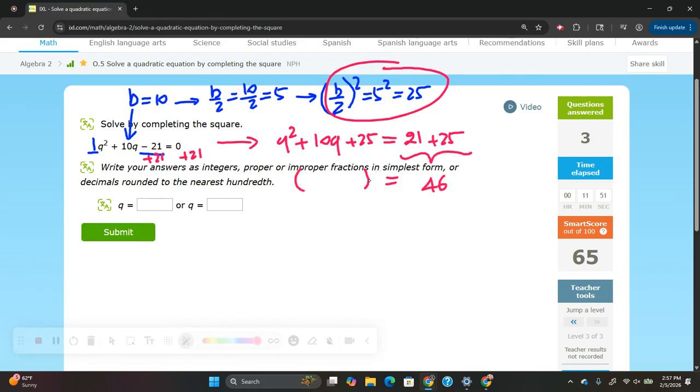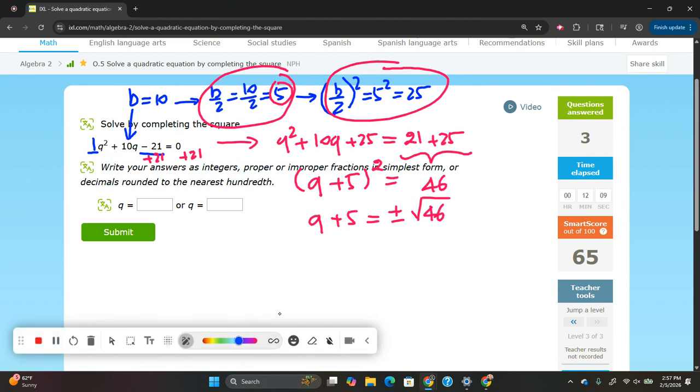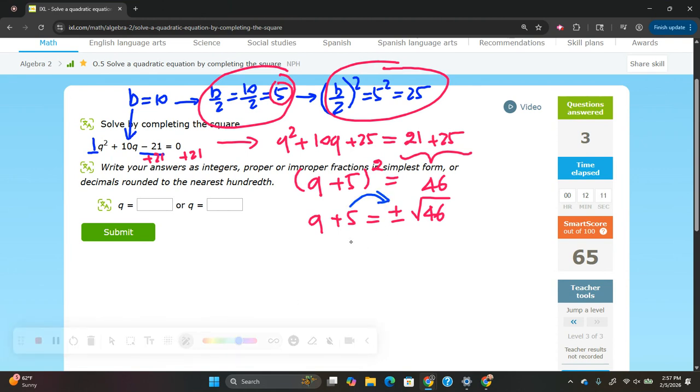On the left side is a perfect square: q plus b over 2, which is 5, right here. Take the square root on both sides. We'll have q plus 5 equals plus or minus the square root of 46. Now I move the 5 to the right side. It becomes negative 5 plus or minus the square root of 46. So I got two answers: negative 5 plus the square root of 46, and negative 5 minus the square root of 46.